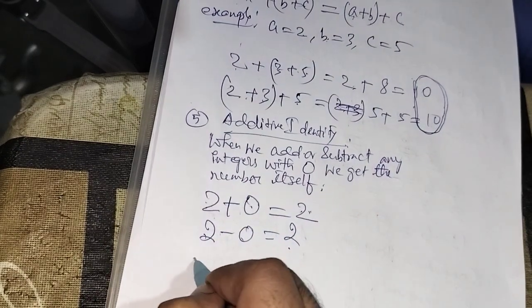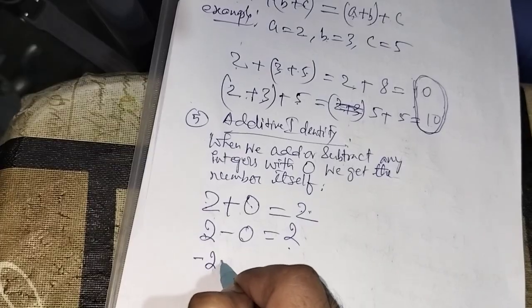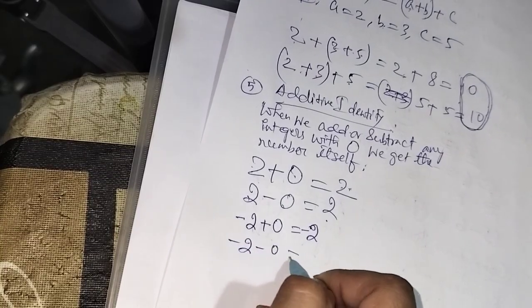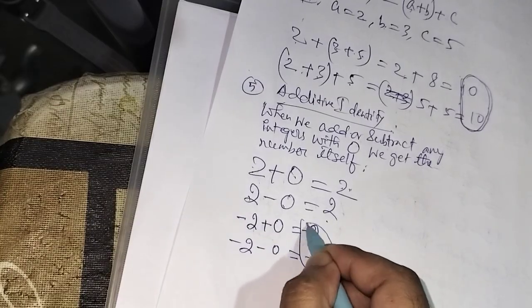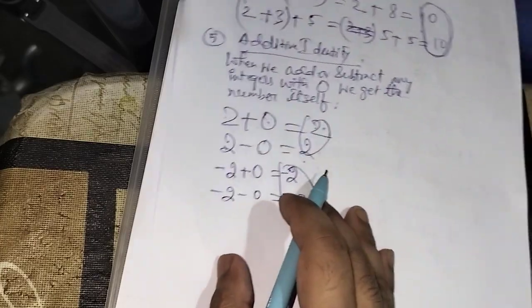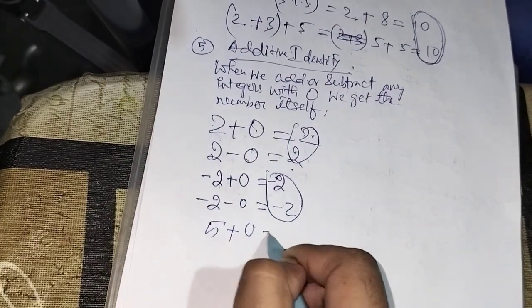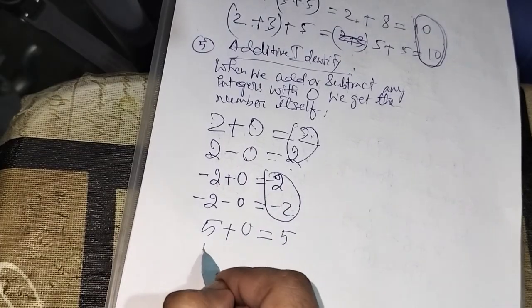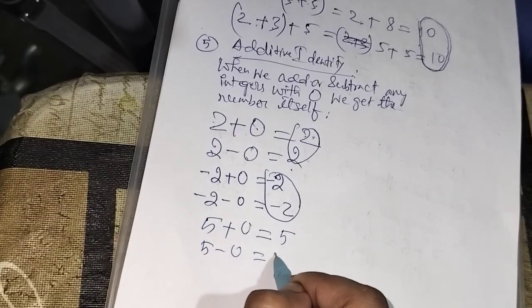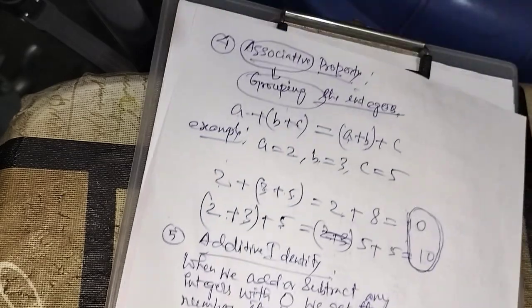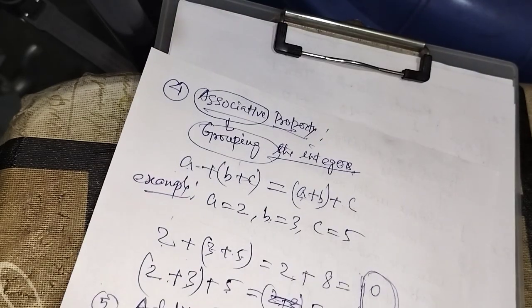Suppose minus 2 plus 0, minus 2, and minus 2 minus 0, minus 2, same, right? Different examples you can give. Suppose 5 plus 0, the number itself, 5. Now 5 minus 0, 5, same. Okay, so let us recall what we have discussed today.